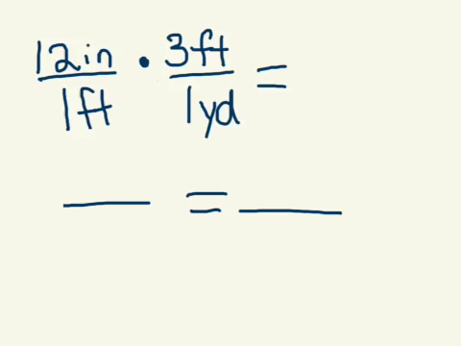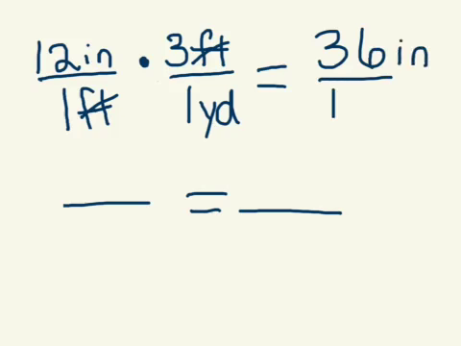Since we have feet in the numerator here and feet in the denominator here, those 2 units of measurement will cancel out. Now we can multiply straight across. 12 times 3 is 36. There are 36 inches per 1 yard.